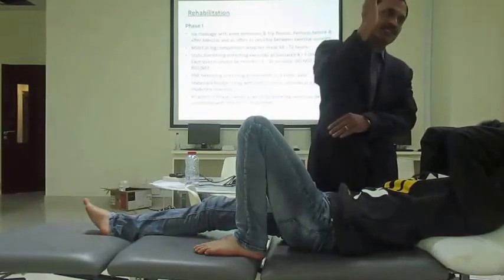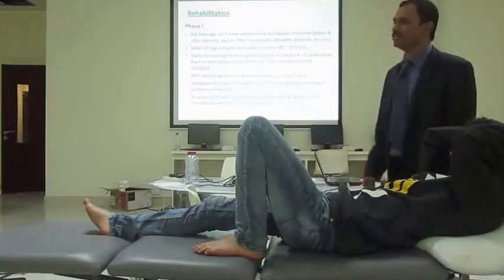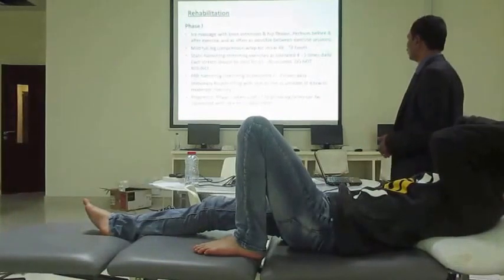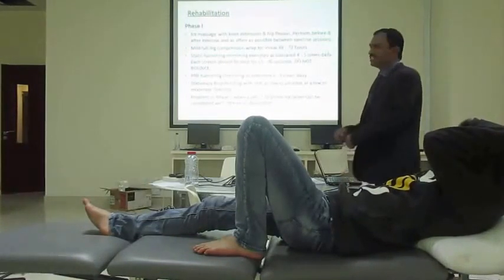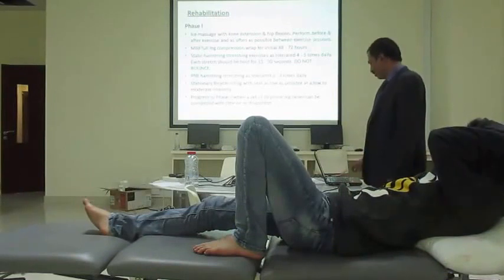Again one more new range. Like that, with every relaxation you take it into a new range. By that you are increasing the range of motion. That is called PNF. The stationary bicycle will give strengthening of the hamstring muscles. Then progress to phase 2.